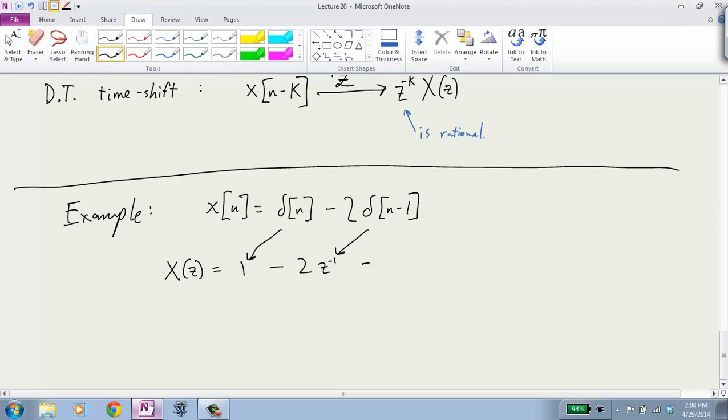Now, is this a rational z transform or not? Okay, it is rational, and to make it obvious that it's rational, we might want to make it into a ratio where all the z's have positive exponents. So this equals z minus 2 over z. Okay, obviously it's rational.